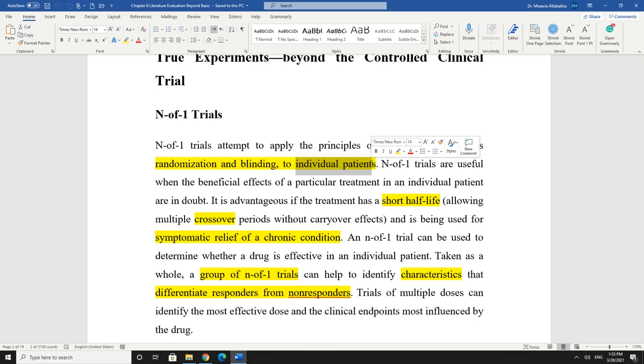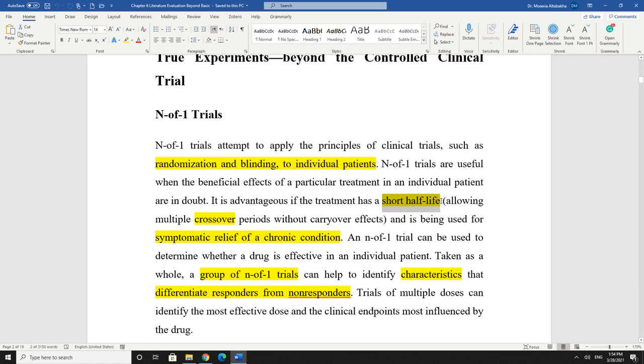As you are aware, some people respond to drugs in different ways than other people. Okay, so N-of-1 trials would be useful in such cases, when the benefit from a treatment is not established for everyone and you want to establish it for the individual person. It's useful when the drug has a short half-life.